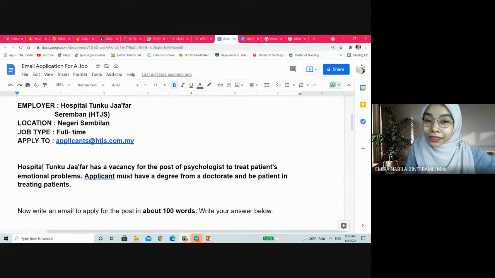Bila awak salah spelling untuk hospital, you lose your marks for language, awak hilang markah untuk language. Spelling, awak jangan main-main. Spelling, dia tak ada kompromi. Mesti buang markah punya. Okay, so try and not make spelling error.